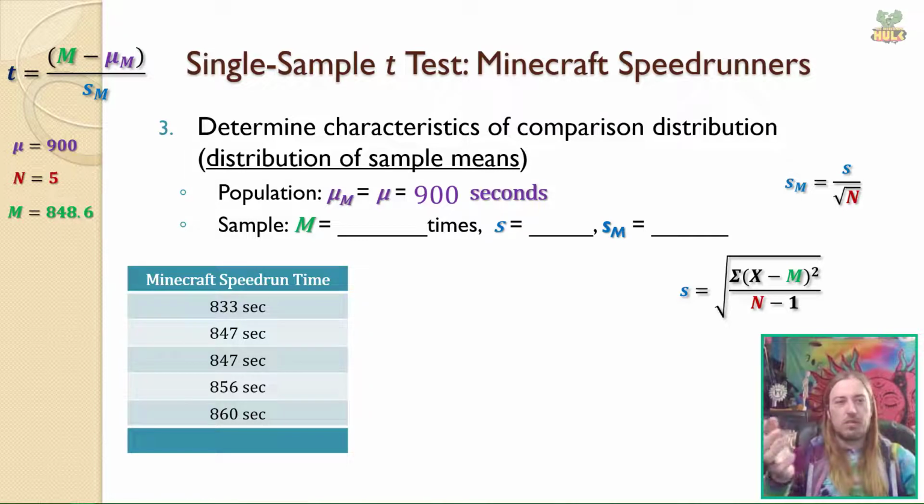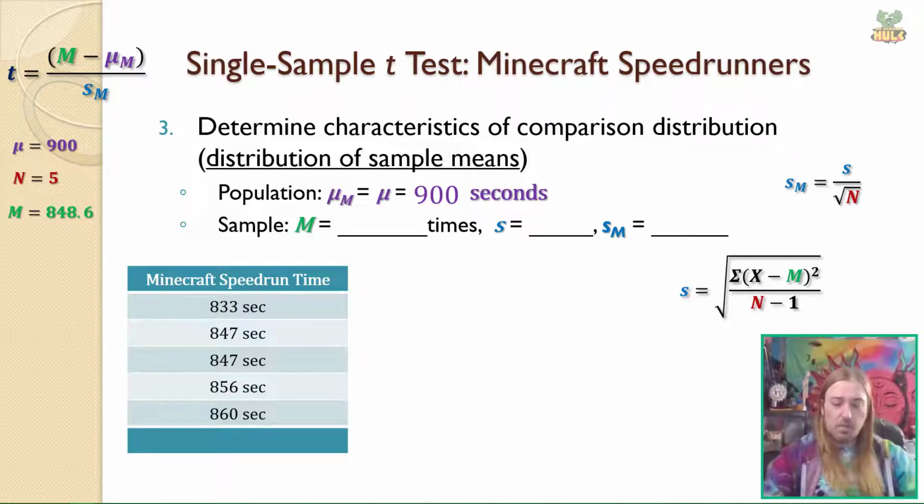Oh wait, we need to get S. Remember, we just learned how to do S, though. That's just standard deviation. The only thing that differs is just before you take the square root, you divide by n minus 1, the degrees of freedom, instead of n, to account for that difference in variability of small versus large samples. Okay, so that's what we have. That's what we need to get to.